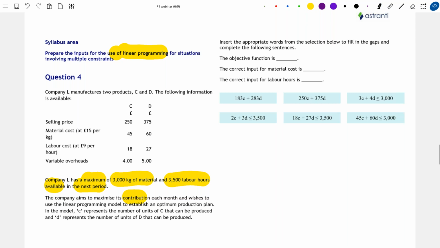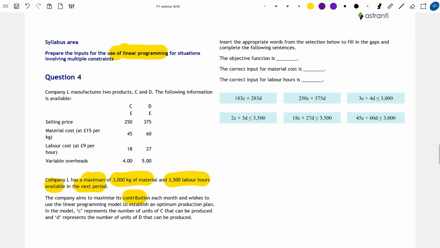So when it comes to maximizing contribution, we might think, well, the best thing to do is to make as much as possible of our product, sell it, and then we'll get as much contribution as we possibly can in that way. However, we only have 3,000 kilos of material and 3,500 labor hours available. And if we look to our products, we can see that they use different amounts of material, different amounts of labor, and they also sell for different amounts as well. So it's not immediately obvious to what extent we should prioritize the production of these products.